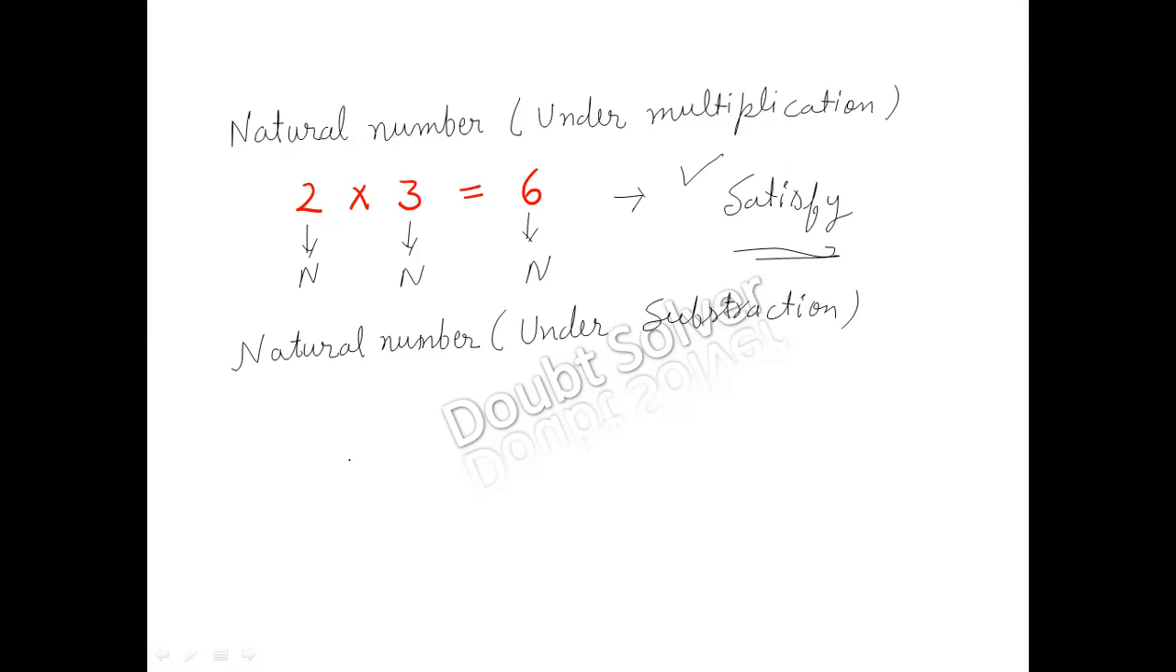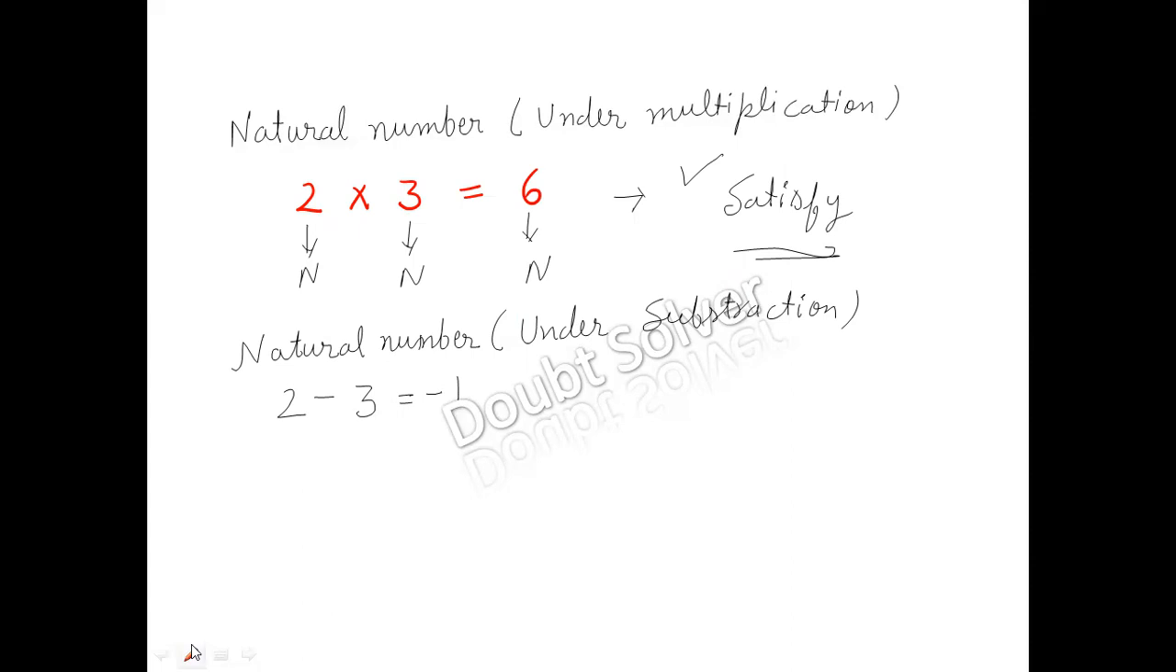So I'm going to take the same numbers. This time I'm going to perform subtraction. 2 minus 3. This time we are aware of integers now. If you are going to subtract a bigger number from a smaller number, what do you get? You get the result in negative.